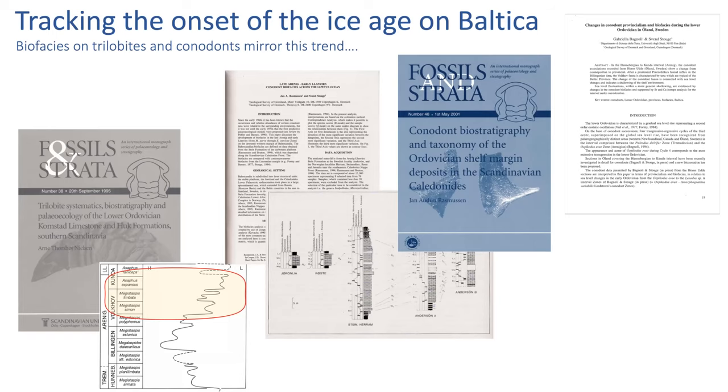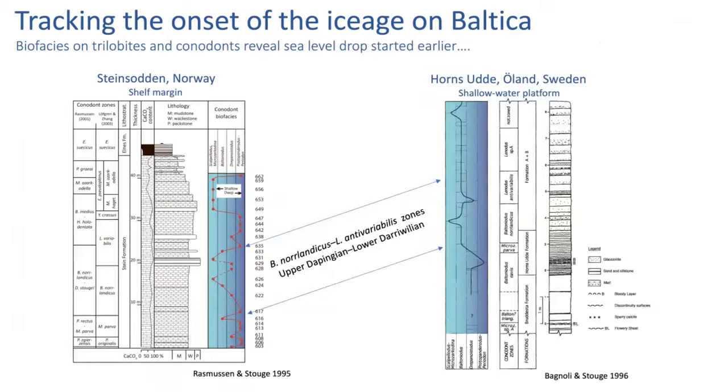And this is really an interesting paper because it's showing the same patterns as we see in both the trilobite and the conodont data. And I will show that here. So on the right, we have this paper Sven told me about, and on the left, we have Jan's data from Norway. So basically, we are comparing a shelf margin section in Norway with a shallow carbonate section in Öland in Sweden.